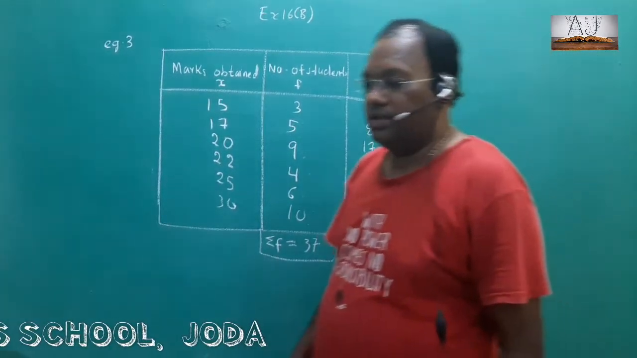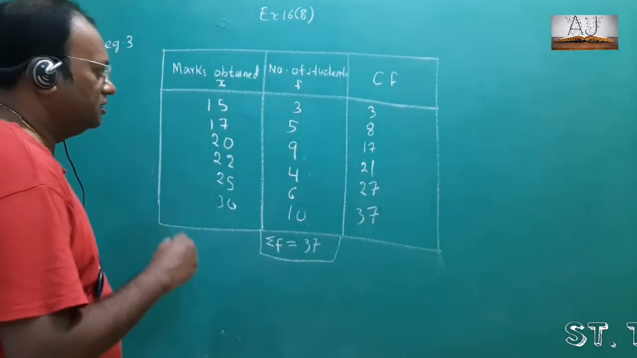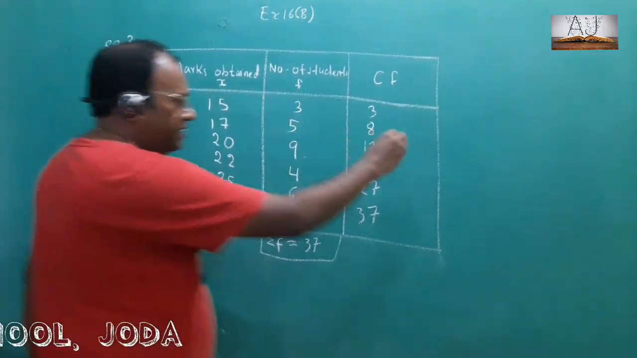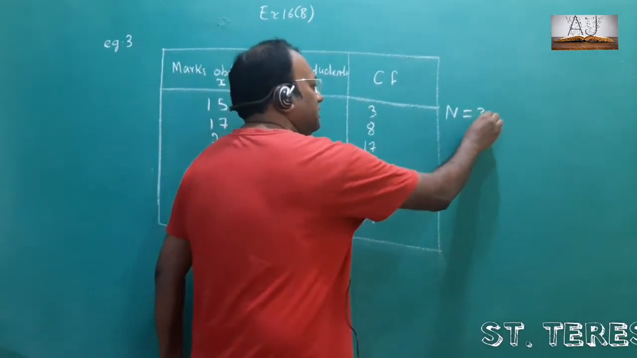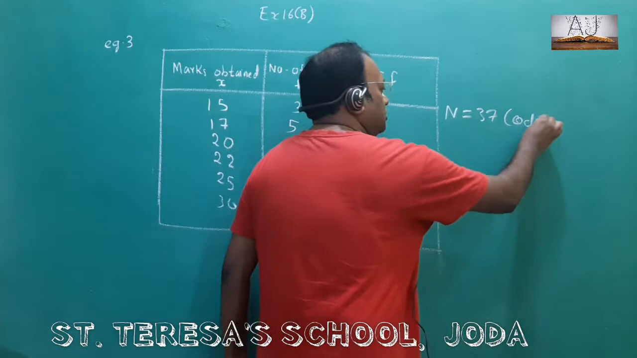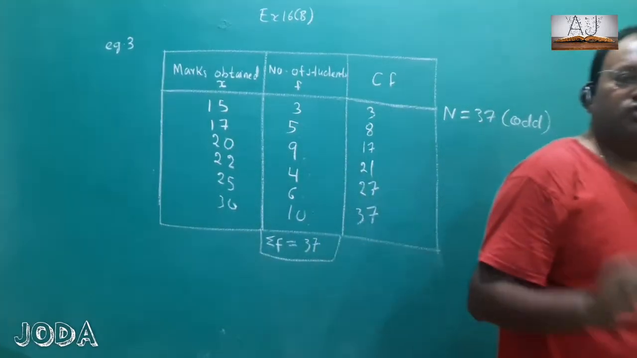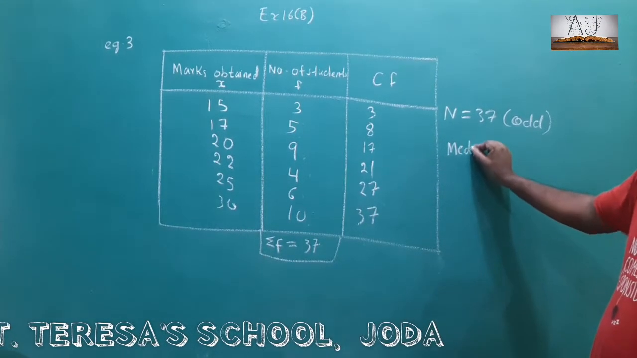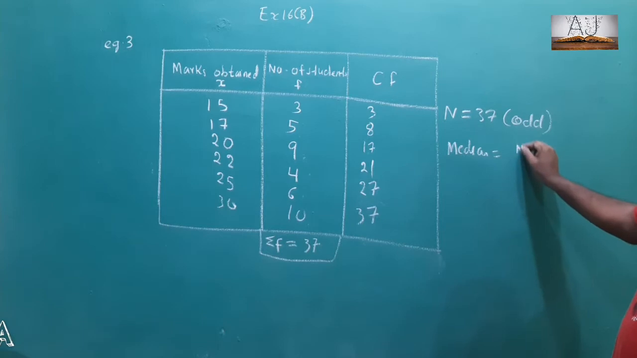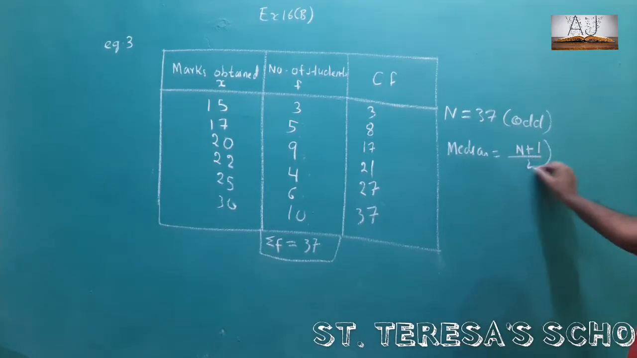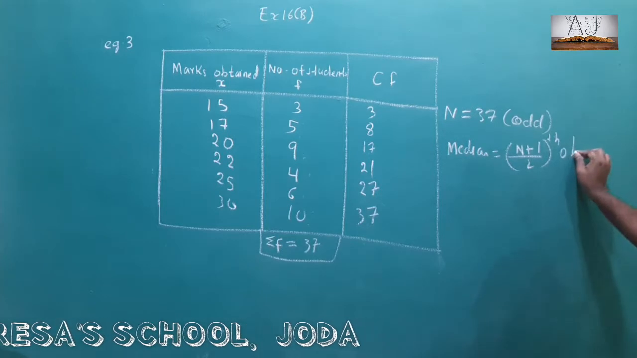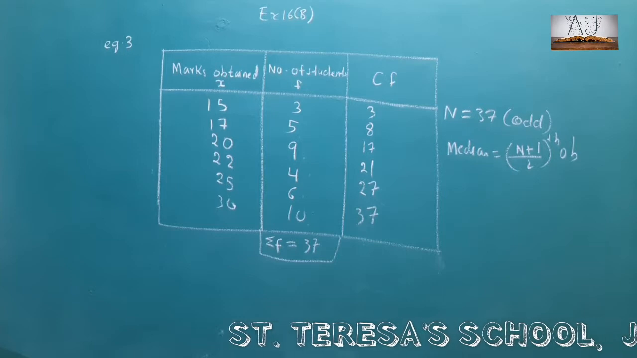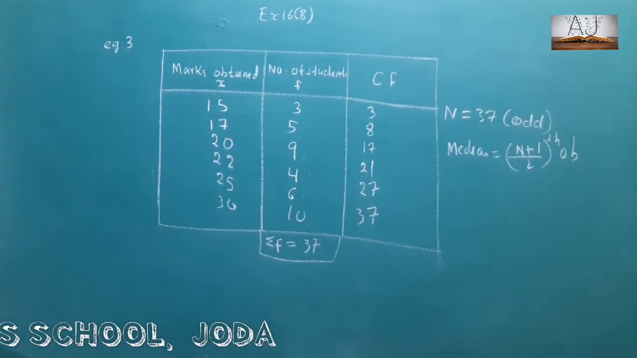Now, how do we find the median? So here the value of n is odd, isn't it? N is 37. 37 means it's odd. So whenever it's odd, I have already told you what the formula for the median is. If it is odd, median is equal to (n plus 1) whole by 2th observation. So this is the formula whenever n is odd. Remember it. Now let us find the median by putting the value.